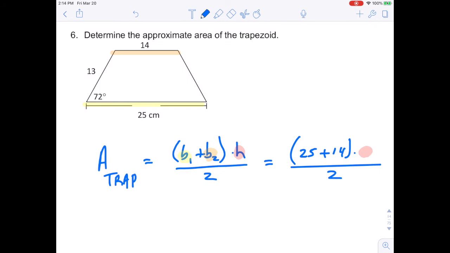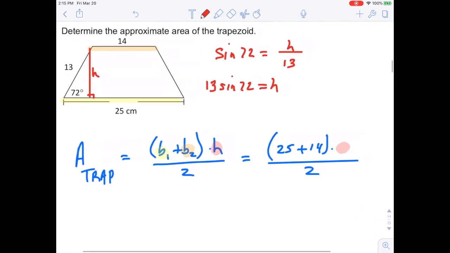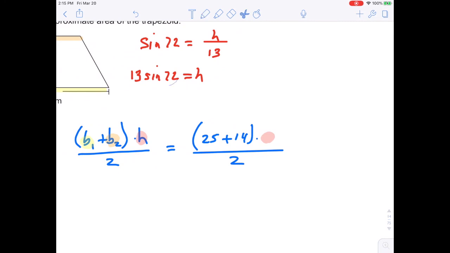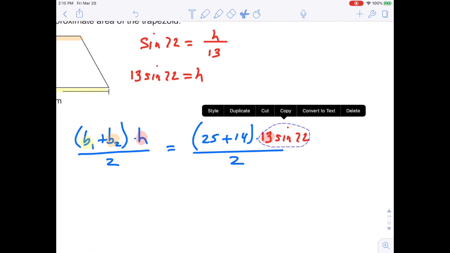So what I'm going to do is just draw in the height here. And once I have the height drawn in, I'm going to notice that I have a right triangle given an angle and a hypotenuse, and it's looking for the opposite leg. Therefore, I'm going to use the sine function. So sine of 72 equals height over 13, which means the height is 13 sine 72. At this point, you essentially could just copy this height and paste it into our formula, and we're done.